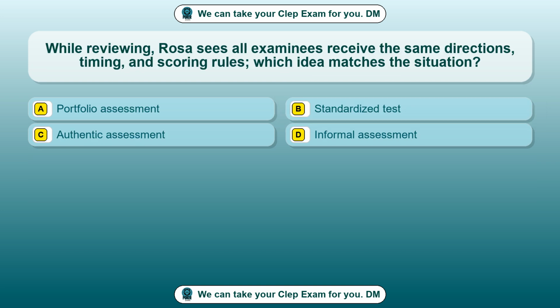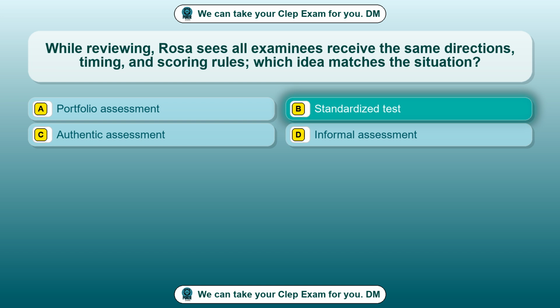Question 58. While reviewing, Rosa sees all examinees receive the same directions, timing, and scoring rules. Which idea matches the situation? Option A, portfolio assessment. Option B, standardized test. Option C, authentic assessment. Option D, informal assessment. The correct answer is option B. Standardized test.